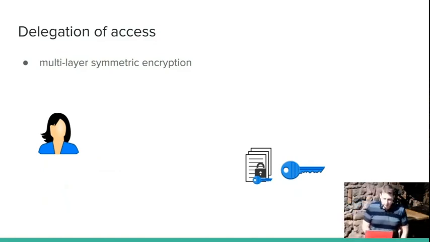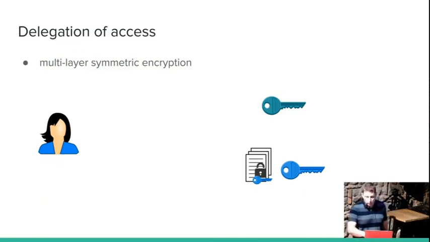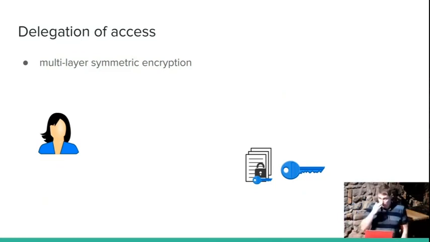Okay, last one. It's basically about delegating access to somebody else. So imagine that we have this protected document in our database with the key that, just a second, I need to organize my thoughts. Yeah. Okay. So we have this blue key which protects the document, right?